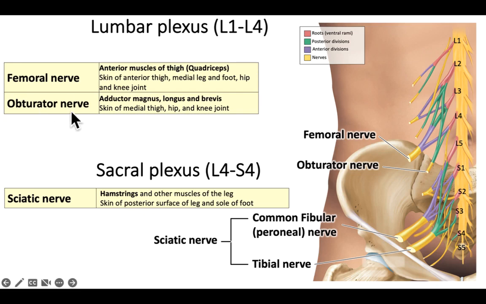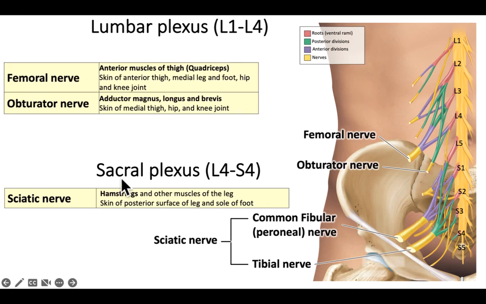The obturator nerve goes more to the inside of the thigh, the medial portion of your thigh, where you find your adductor muscles. And then it has neurons that come from the skin of the medial thigh, medial hip, and medial knee joint. So femoral nerve right here, and then it's going to go into your thigh. Obturator nerve right here, and it's going to go into the medial part of your thigh.